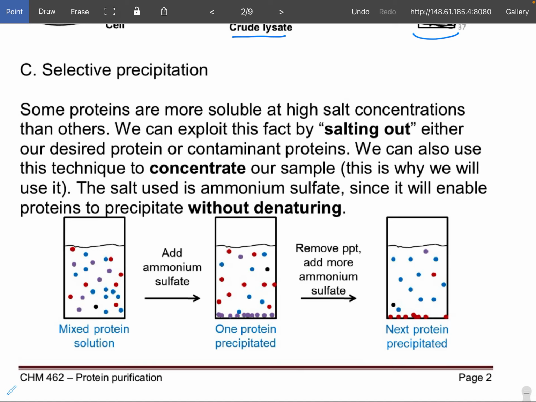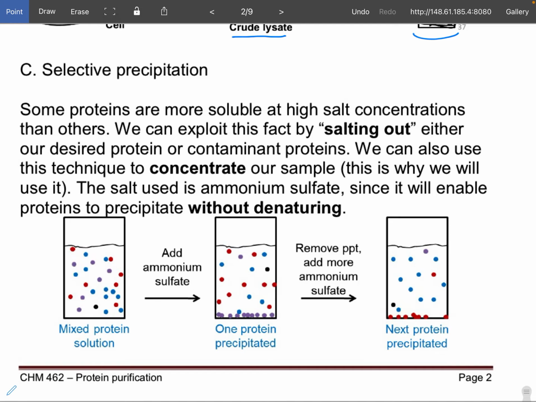So we can then add additional ammonium sulfate, and maybe we want this newly precipitated protein, or maybe we don't. Maybe we want this other protein. So it kind of depends on the particular example. But these proteins can then be separated through this salting out technique.